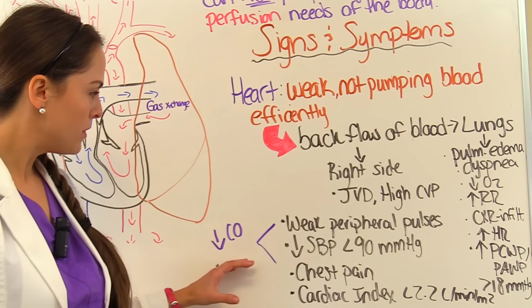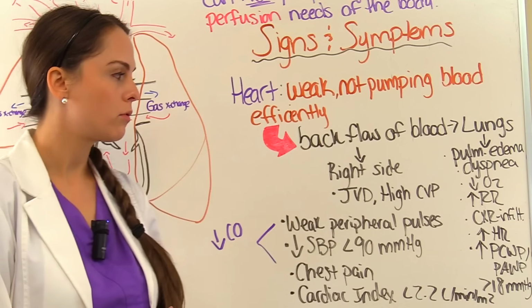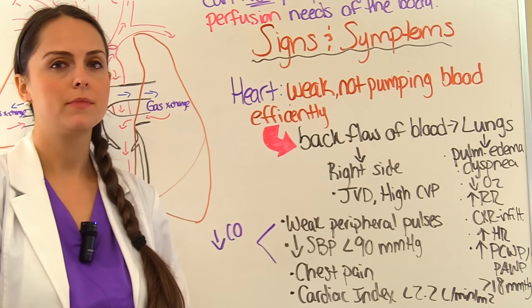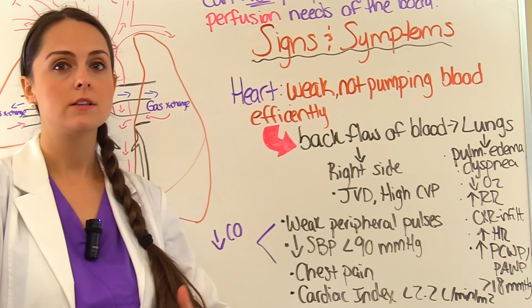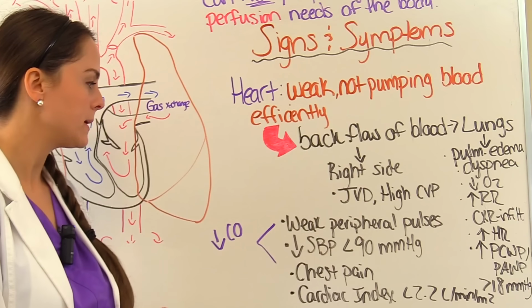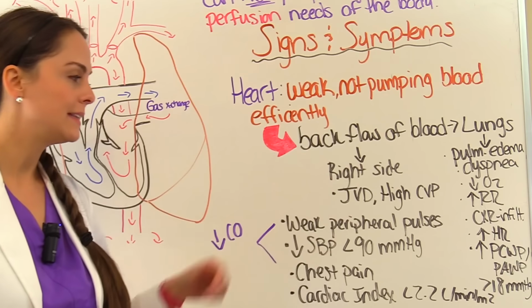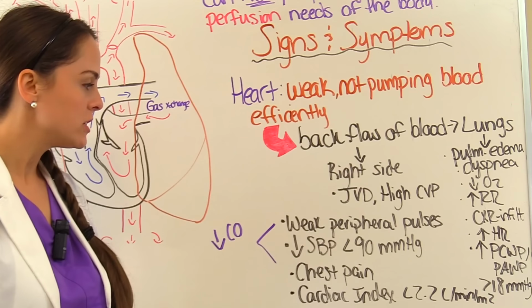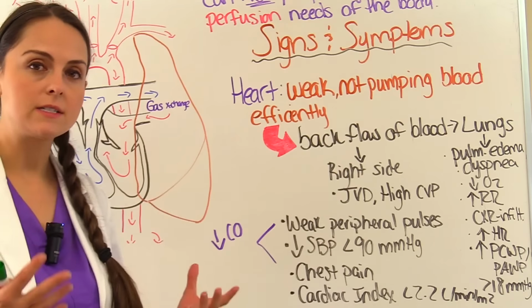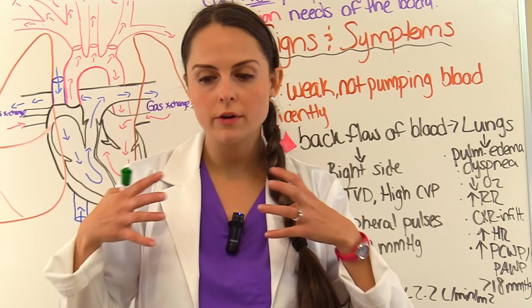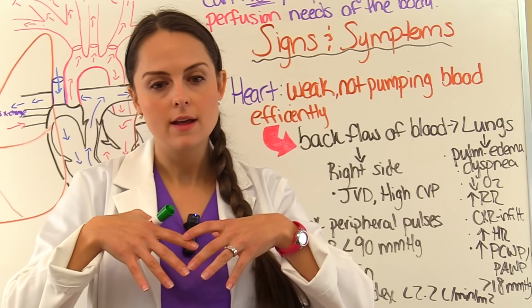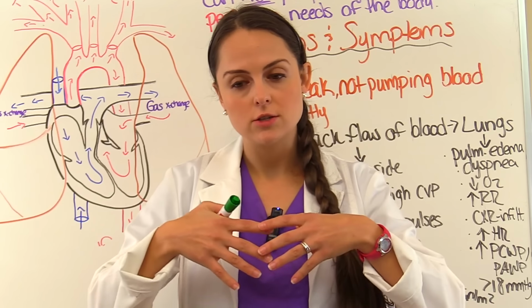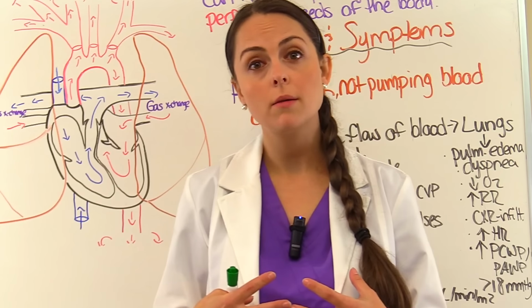Now, with cardiac output wise, you can have weak peripheral pulses. You feel those, the heart just can't pump it. So whenever you feel those pulses, they'll be weak. Systolic blood pressure will be less than 90 millimeters of mercury. Patient can say they're experiencing chest pain, and this is where those coronary arteries aren't receiving as much blood flow, perfusion as they should, so it can't perfuse that heart muscle.